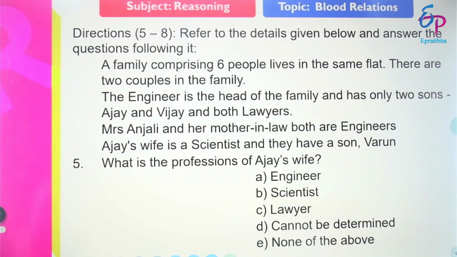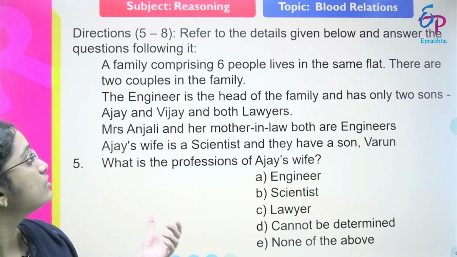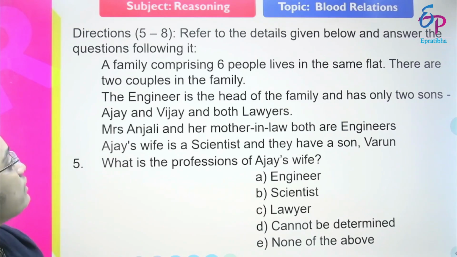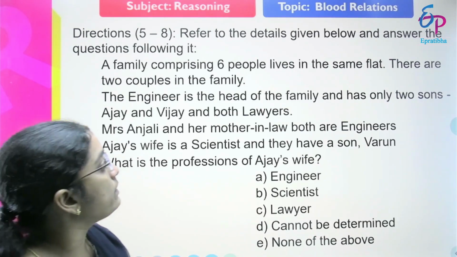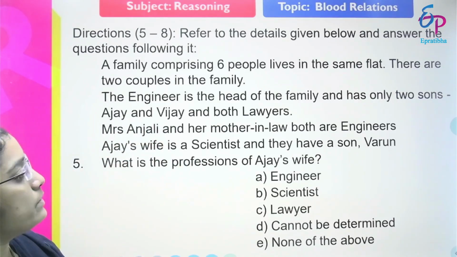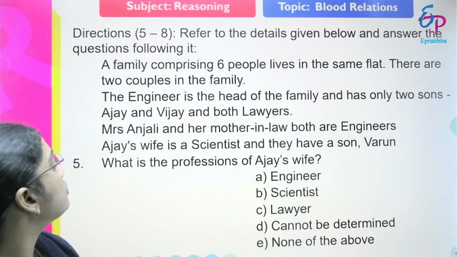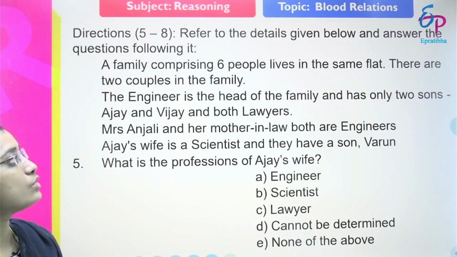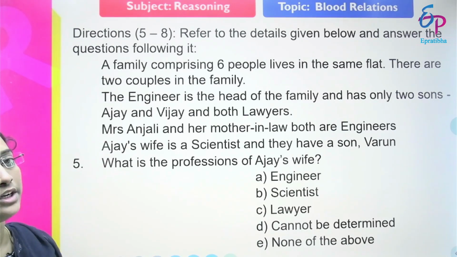Yes, here we are having some other question related to question number 5 to 8. For question number 5 to 8, we are having some basic information, friends, so we need to check that information. A family comprising 6 people lives in the same flat. Then there are 2 couples in the family. So out of 6 persons we are having only 2 couples.